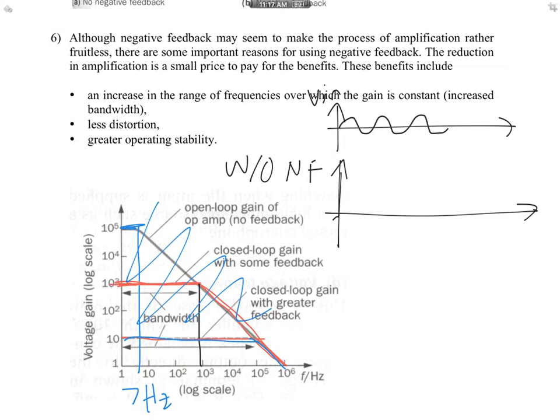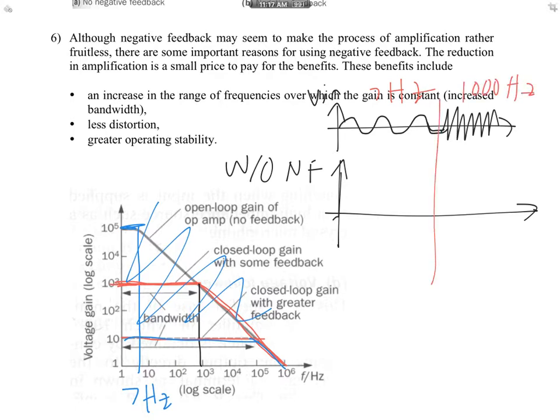But then, what about if we talk about waves that have multiple frequencies? Let's say there's low frequency and high frequency. So without negative feedback, your bandwidth will be smaller. So let's say this is 7 Hertz. This is 1000 Hertz.